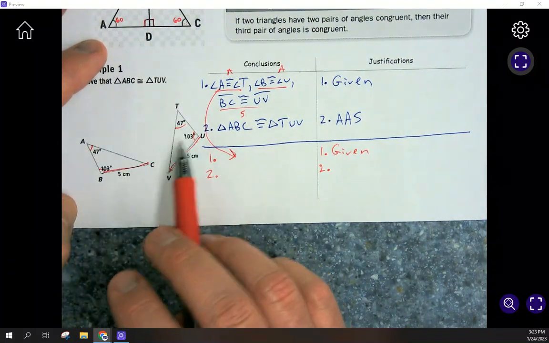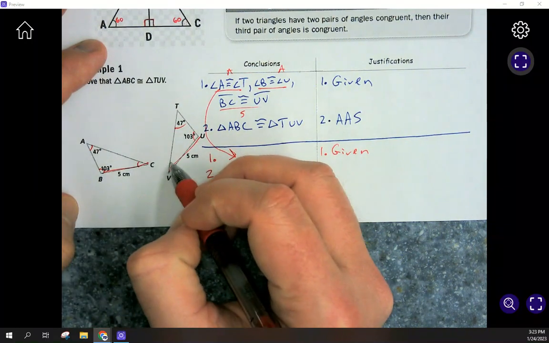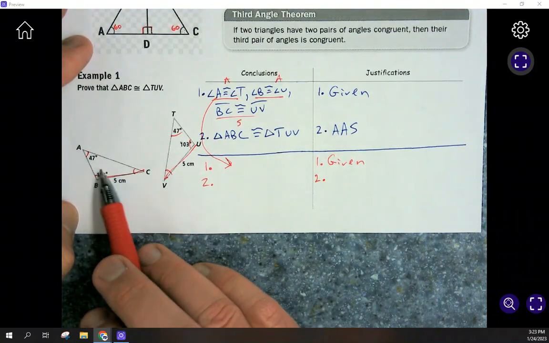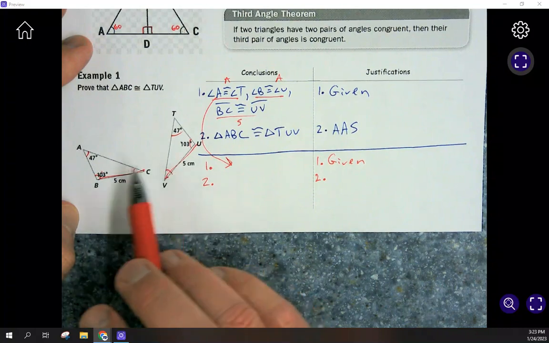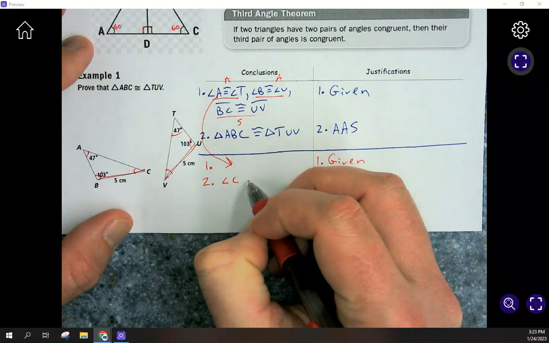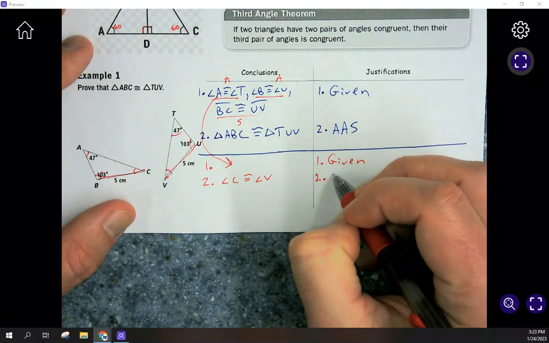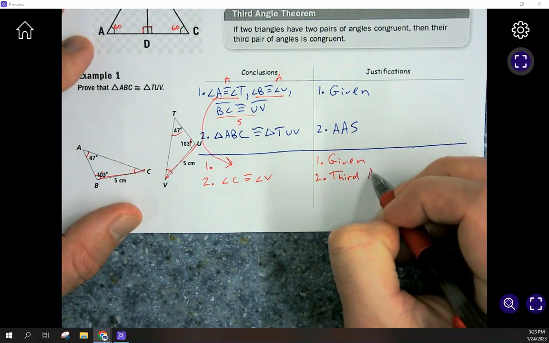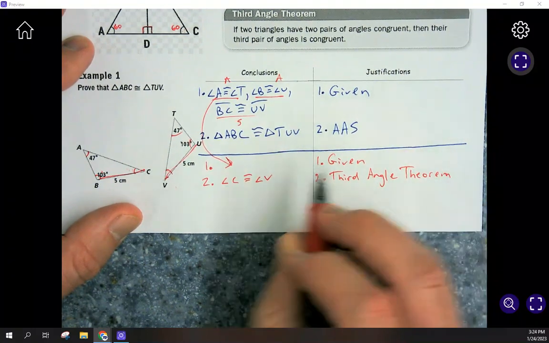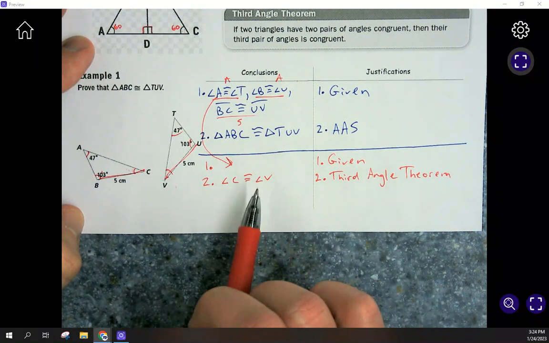if I have two sets of angles that are congruent to each other, I automatically know the third one is also equal. That's my third angle theorem. Right, I could go through the math and do 180 minus these two, get this angle, and it would be the same in both. So clearly C is going to match V. So I can write that here. Angle C is congruent to angle V. And the reason is the third angle theorem. So I just wanted to show you how we're going to use that theorem. You've got two matching angles. The third one's automatically matching by the third angle theorem.